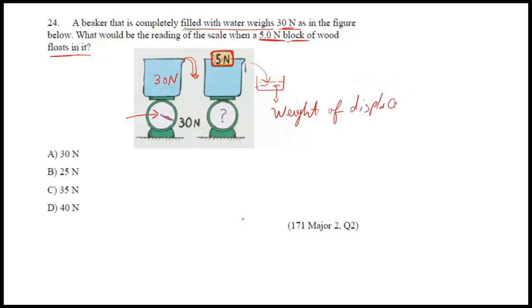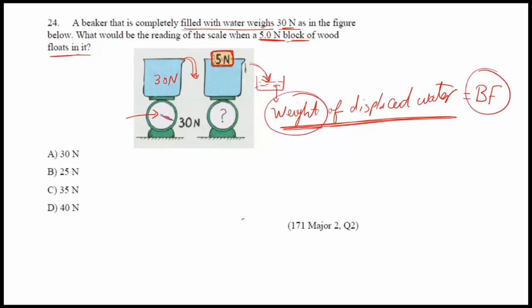The displaced water, and we said this is equal to the buoyant force. If you remember, the buoyant force equals the weight of the displaced water, or the weight of the displaced liquid or fluid. So you will lose some water, and its weight equals the buoyant force. What's the relation between the buoyant force and the 5 Newton? They are equal.